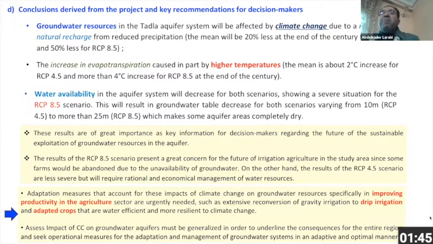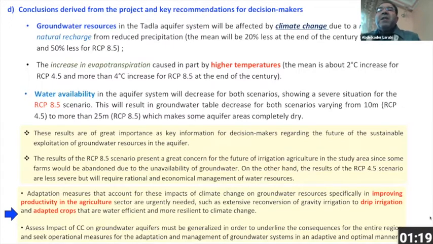So there is an increase in evapotranspiration caused in part by higher temperature. The mean will be a 2 degree increase for RCP 4.5 and a 4 degree increase for RCP 8.5 at the end of the century. While for the water availability, the aquifer will decrease for both scenarios, showing a severe situation for the RCP 8.5 scenario.